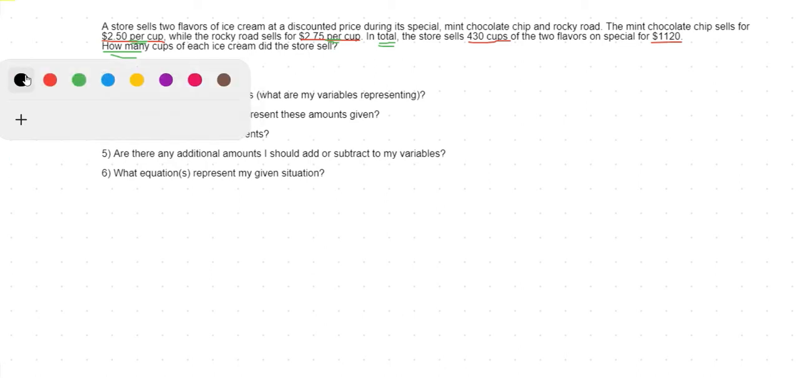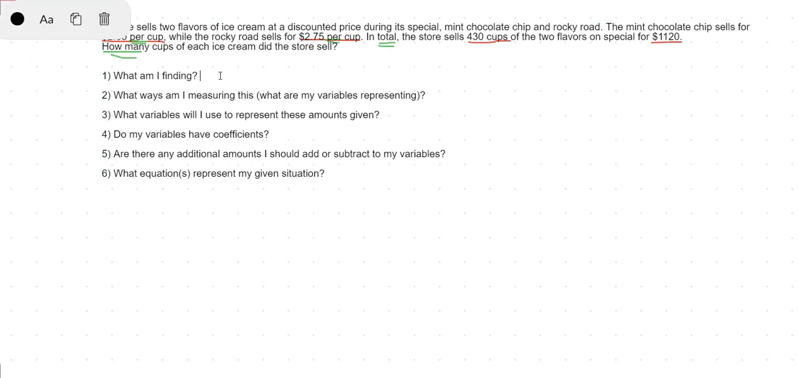Now that we have that, what am I finding? I'm finding how many cups of each ice cream were sold. What ways am I measuring this? What are the variables? Are there different things I'm measuring? Is it just one ice cream? What am I dealing with in the context of this problem? Well, when we saw this, we have mint chocolate chip and Rocky Road. So those were the 2 that we saw.